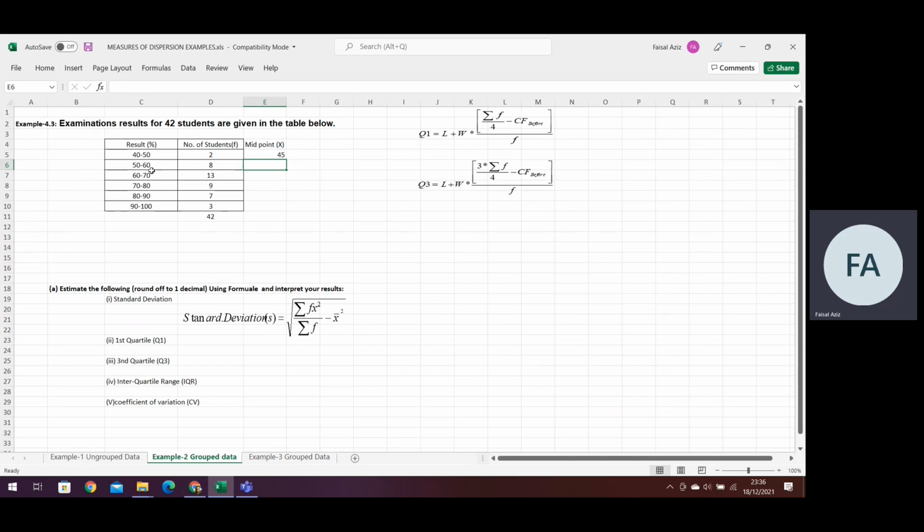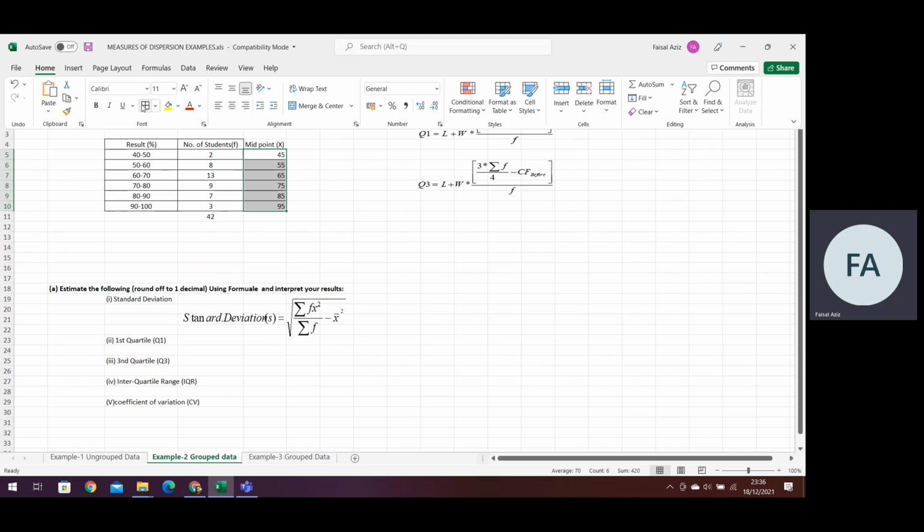So similarly 50 and 60, it will become 110, and if you divide it by 2, it will give you 55. So with the difference of 10, every successive midpoint there is a difference of 10. So the other values I'm just going to write by adding 10, 10 difference. So it will become 85, and then the last one will come 95. So this is what our midpoint. So here this is the midpoint.